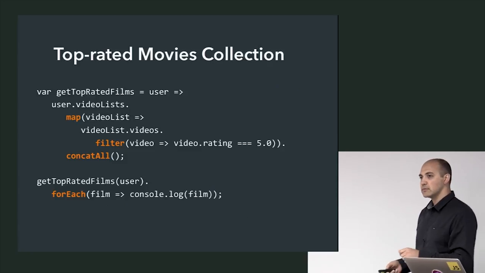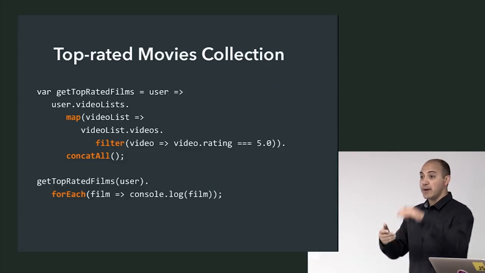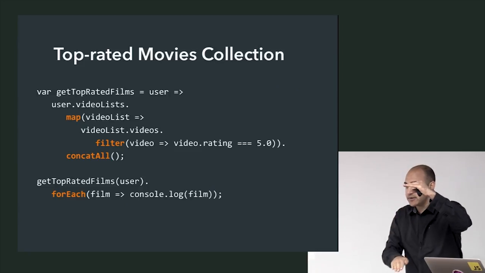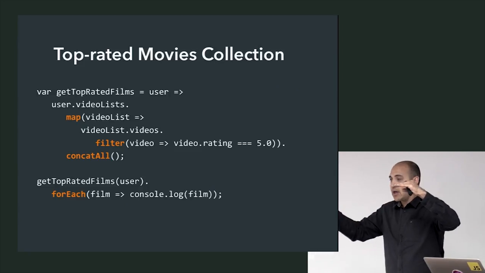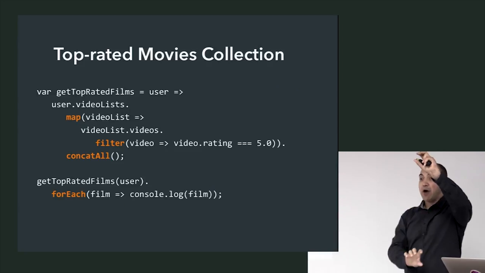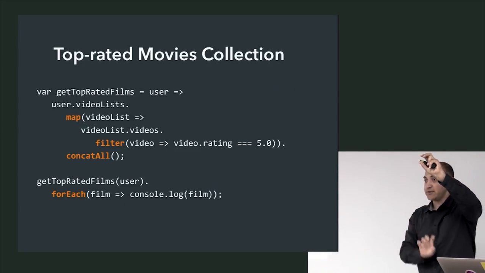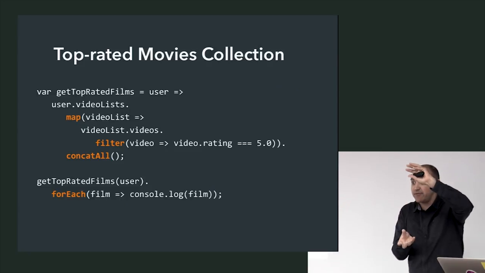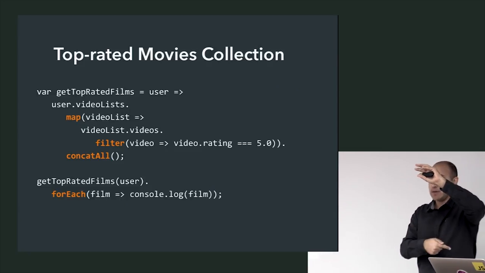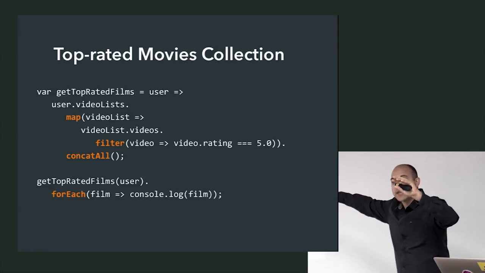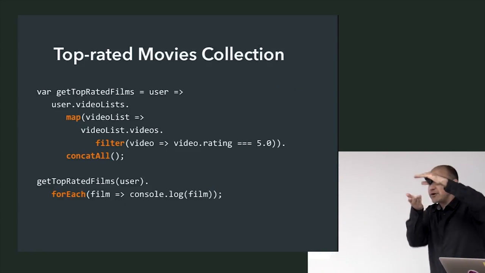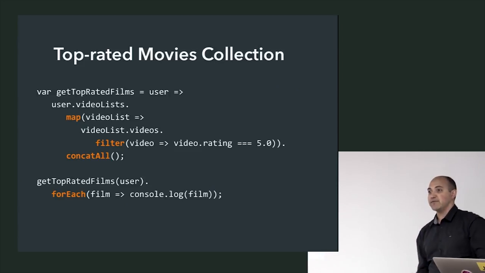Why is it 2D? Well, remember, it's kind of like a two-dimensional collection because we've got genres, and within that, we have videos. So first, we're mapping over the outer array, the genre lists array. The function we're passing to map takes each one of those arrays and translates it. What are we doing? We're just returning the videos array, but first, we're filtering it. So for every array, we're returning a filtered version of that array.